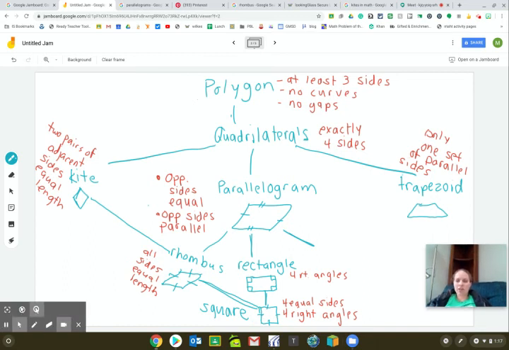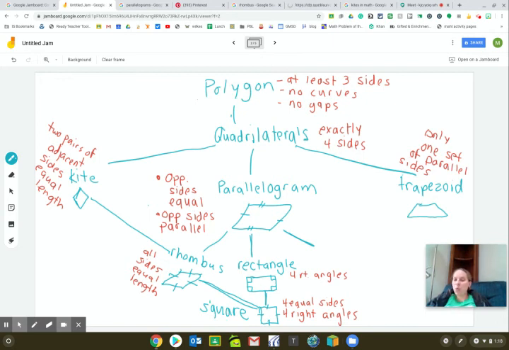So a square's most specific name is a square, but you can also say that a square is a special type of rectangle, because it's a rectangle with four equal sides. It's also a special type of rhombus because it is a rhombus that has four right angles. Since it is a rectangle and a rhombus, it's also classified as a parallelogram. And then it also falls underneath the umbrella of quadrilateral and polygon.